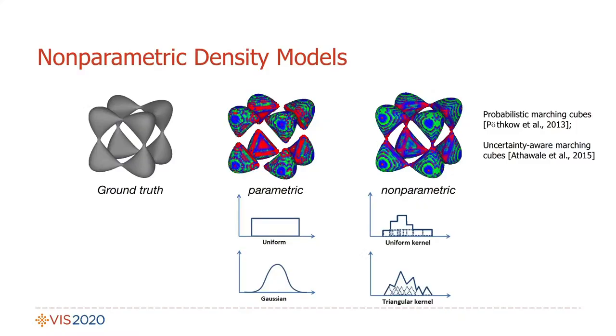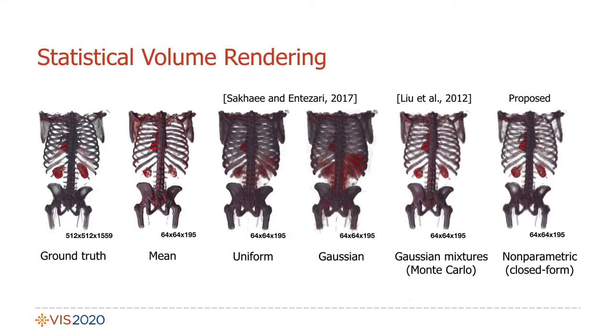Several recent studies advocated the use of non-parametric density models for the improved characterization of data uncertainty. The non-parametric models, however, present challenges such as increased memory and computational requirements. In this work, we propose an efficient non-parametric framework for volume rendering in the context of uncertain data and show its effectiveness in classification via comparisons with other statistical models.